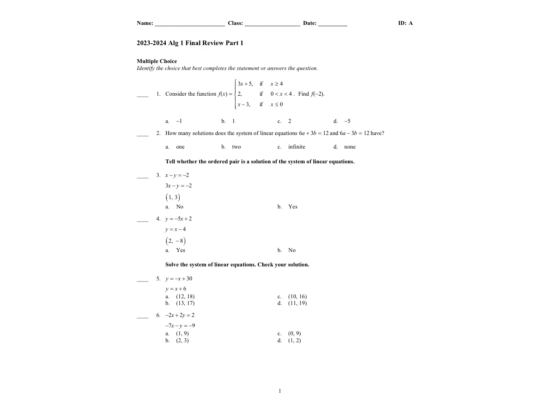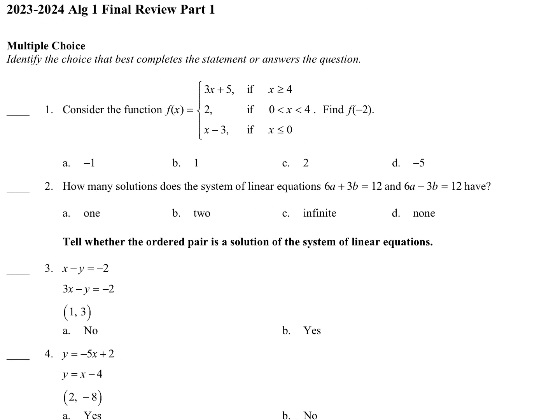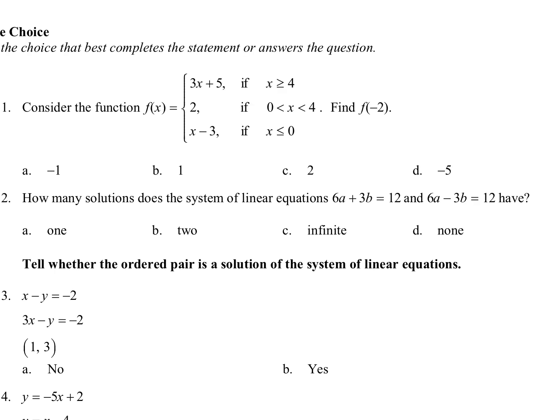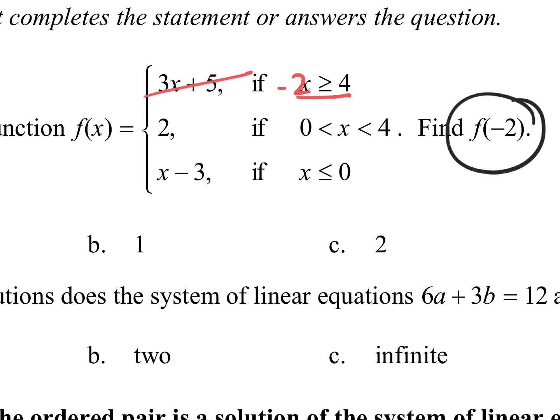So let's take a look at number one. It says, consider the function. We've defined f of negative 2. So we want to see which piece does negative 2 belong to. Is negative 2 greater than 4? No, so not the first one.